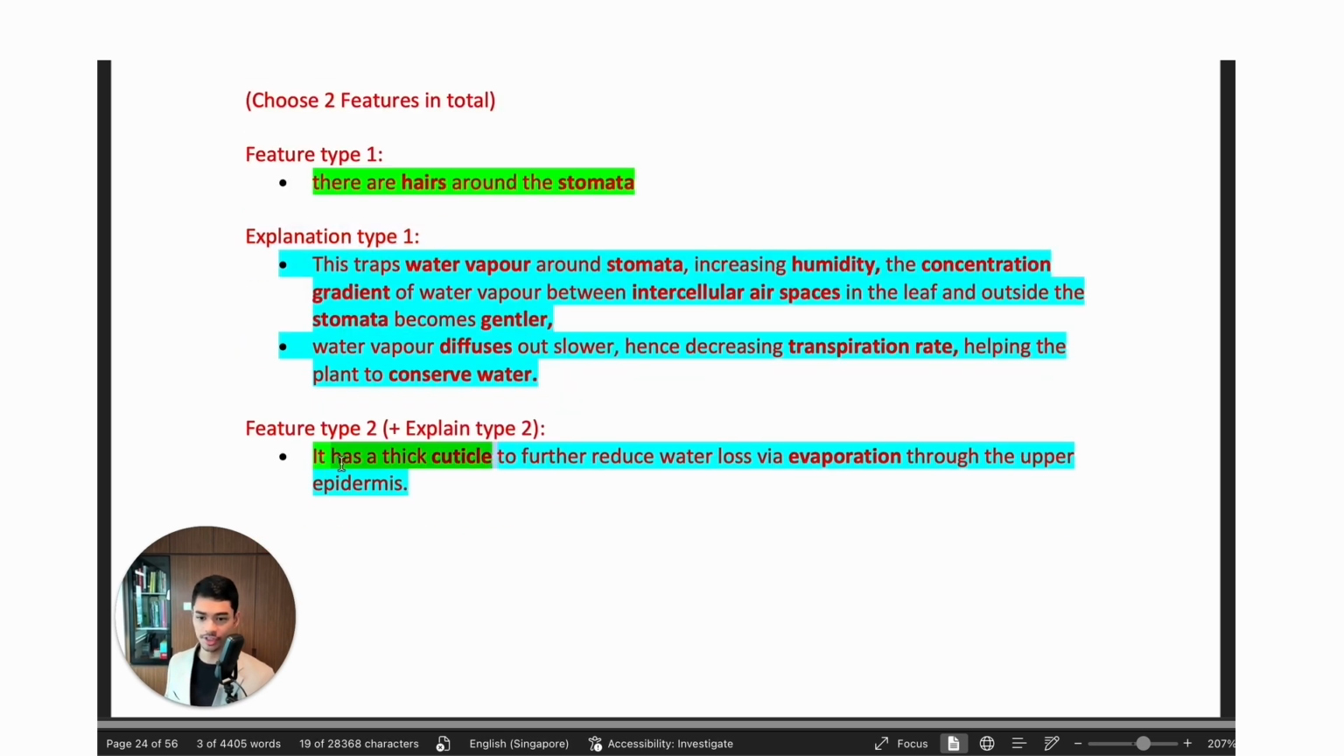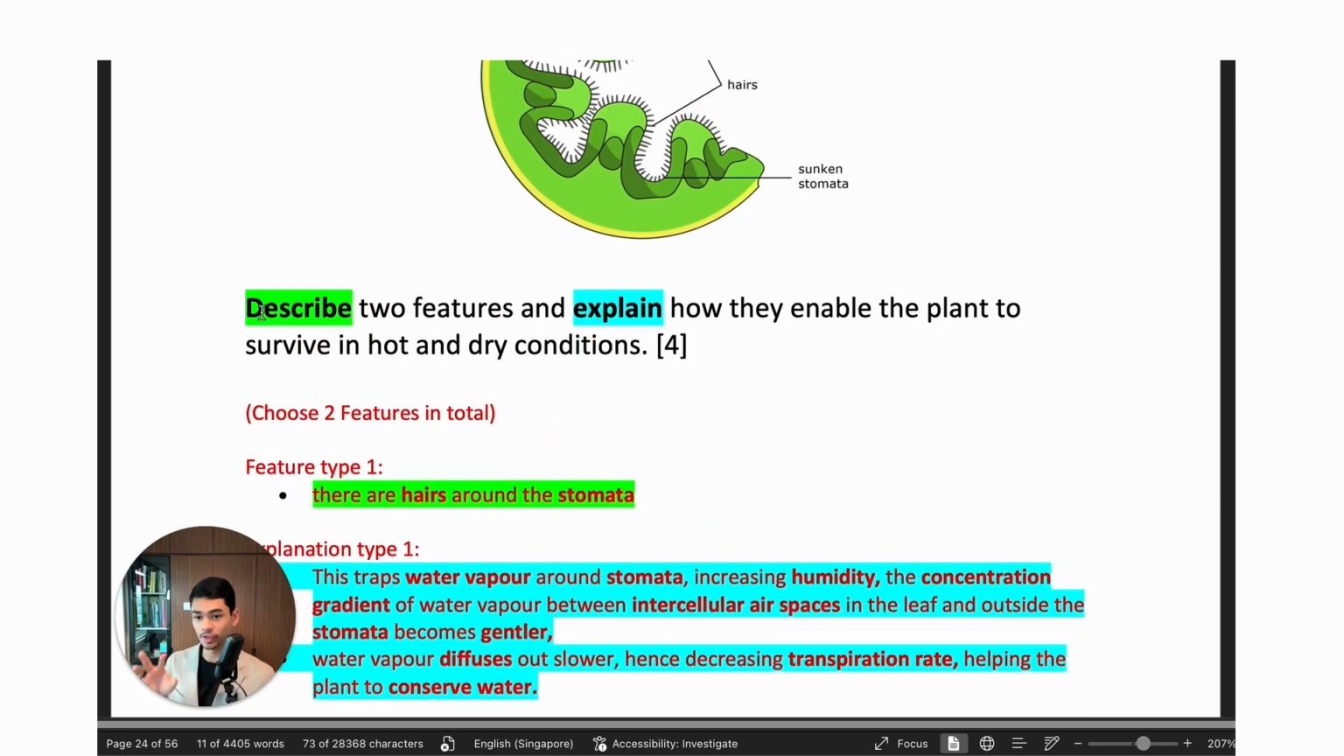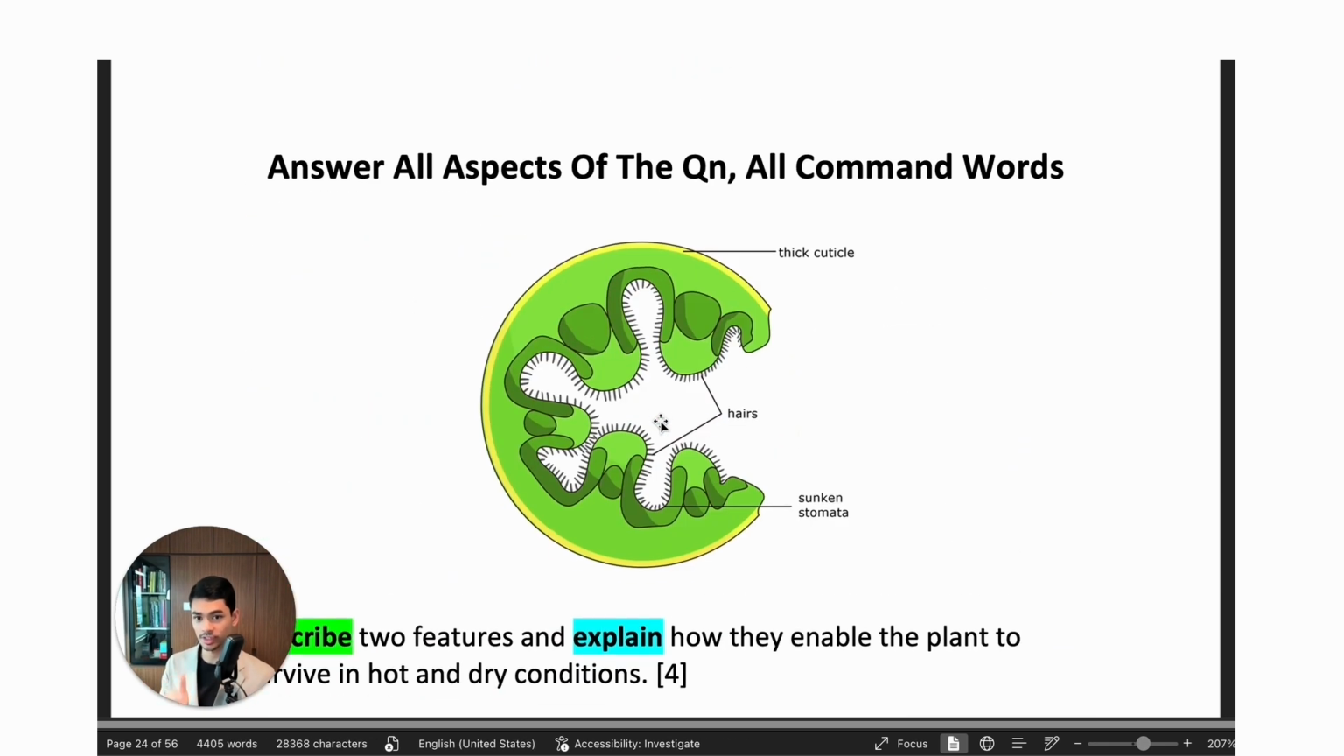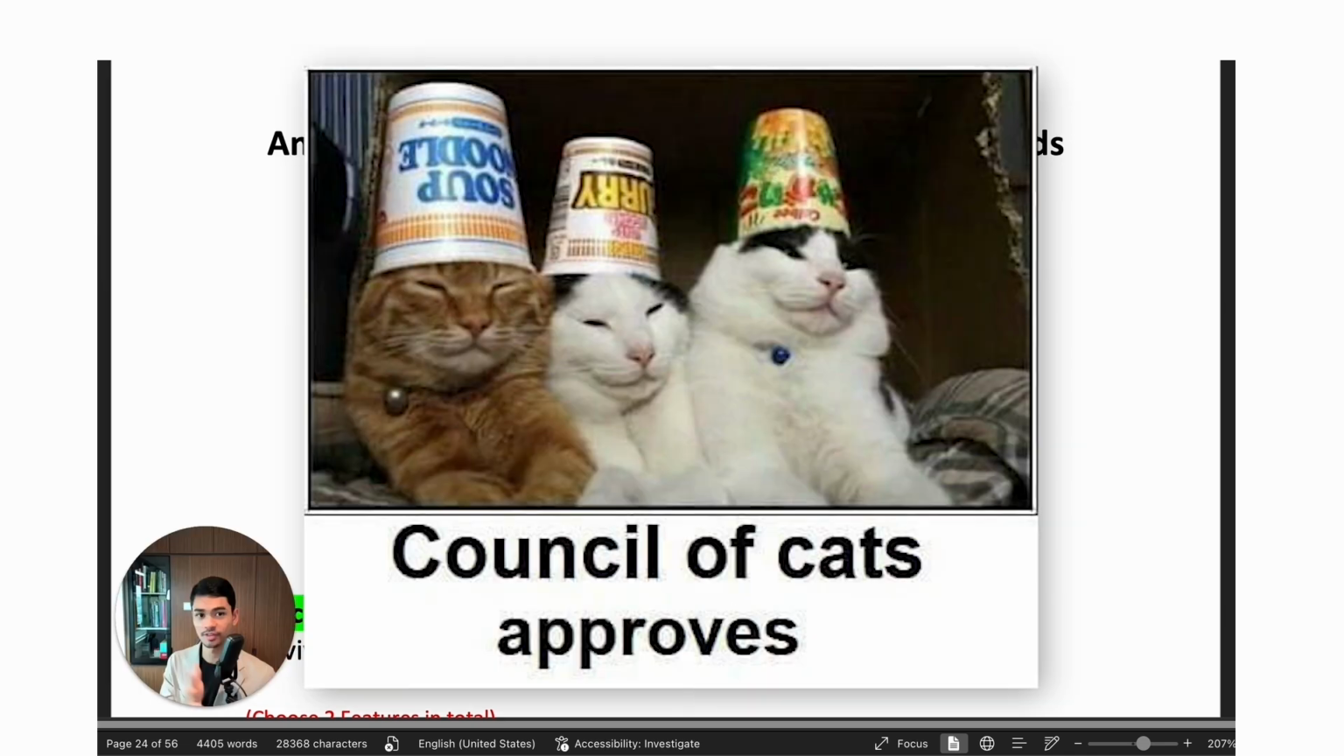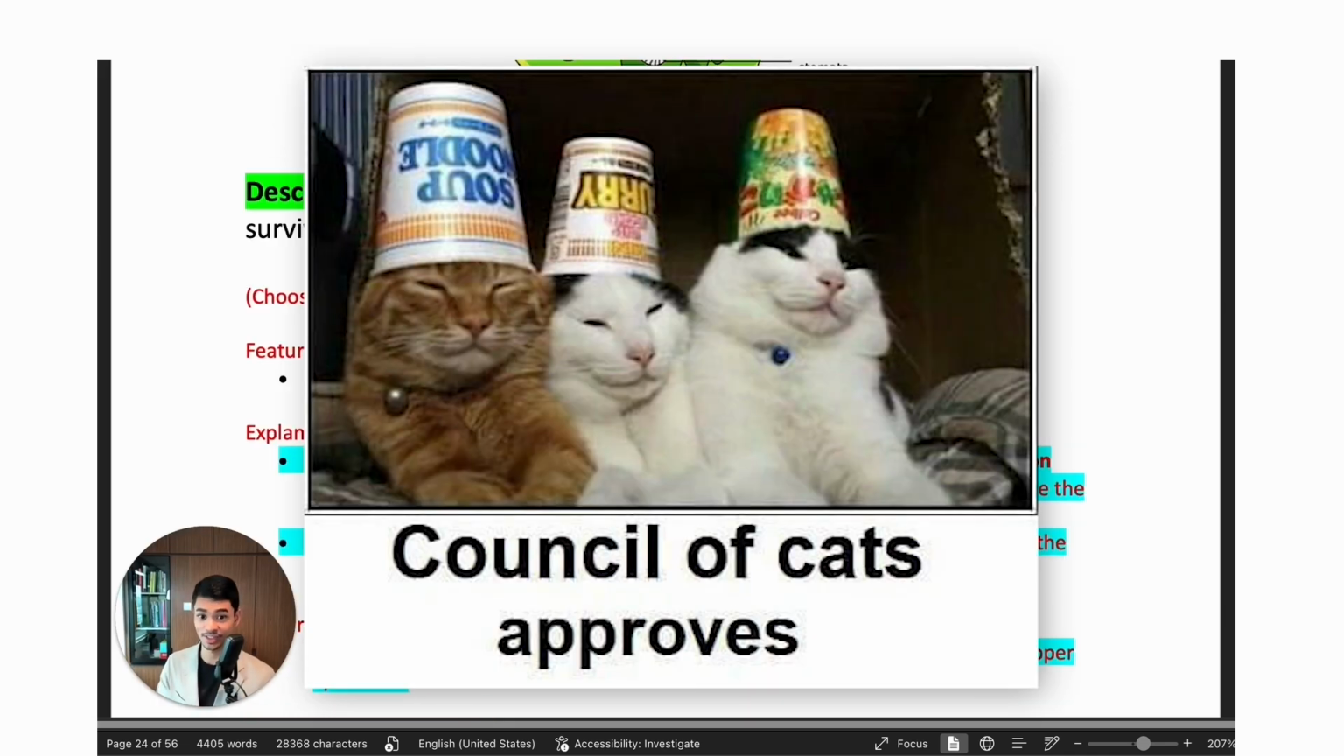Next, describe feature 2, thick cuticle. Explain, because thicker cuticle further reduces water loss through evaporation. So this is fulfilling both aspects of the question. Answer all aspects, satisfy all the parties in the question. Then you can get full marks.